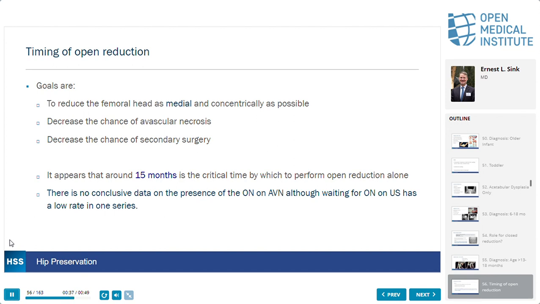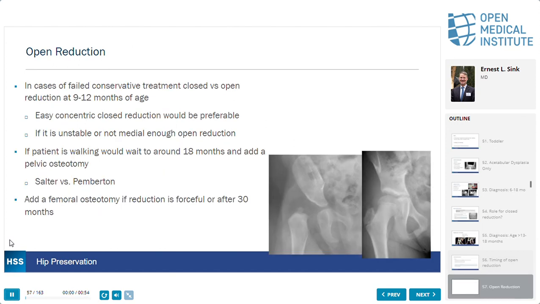There is no conclusive data on the presence of ON and AVN through waiting. So a lot of people will wait till they see the ossific nucleus before doing an open or closed reduction. That data is very mixed, okay? So open reduction. In cases of failed conservative treatment, closed versus open reduction at 9 to 12 months of age. I mean, you can't get everything. Sometimes they show up at 2, but that's my recommendation.